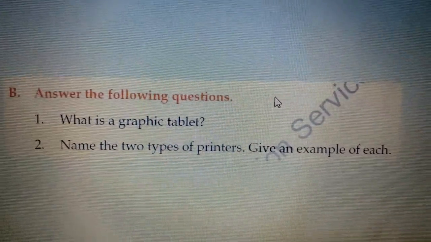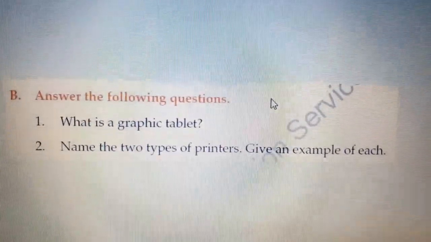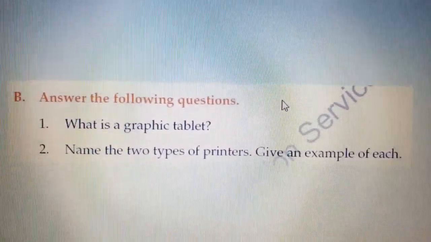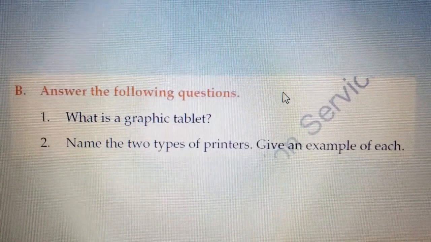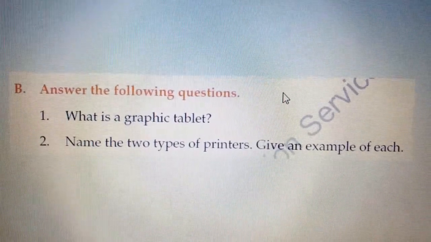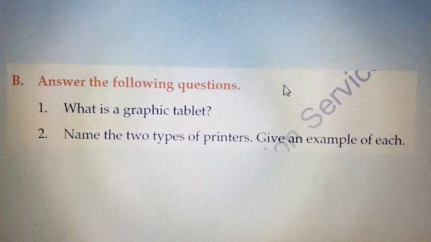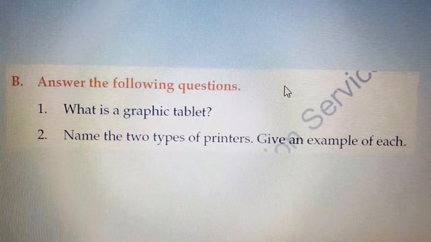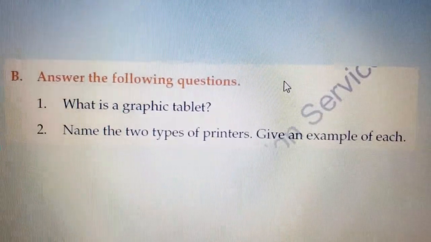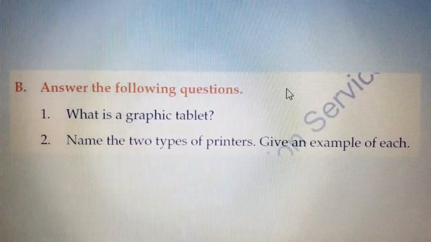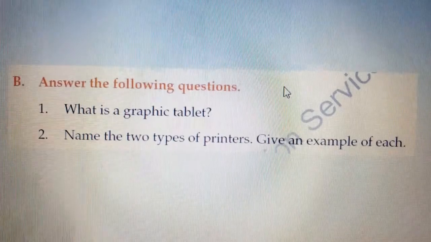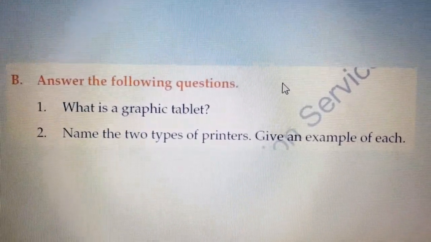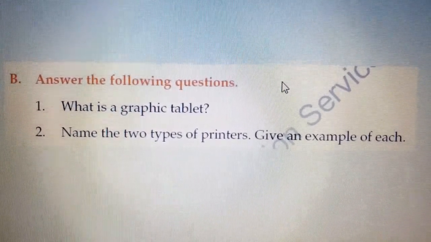So students, we will discuss two questions and you have to note them in your mind or rough notebook. First question is, what are graphic tablets? We have seen graphic tablets and touch screens, like in ATM also. Second, name the two types of printers and give an example. Non-impact and impact. Impact has many examples and non-impact also. So you have to note down these two questions.